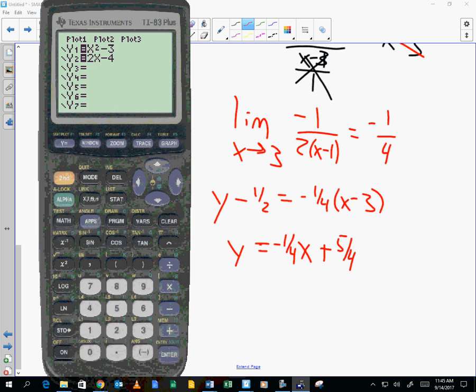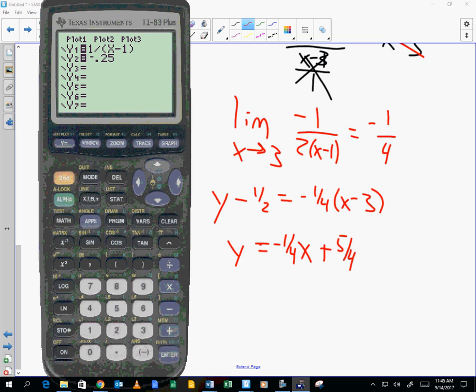I go to my calculator, I type in 1 divided by x minus 1, and then I type in negative 0.25 times x plus 5/4, or 1.25, whatever you want. Zoom standard. I hope I see a tangent line.